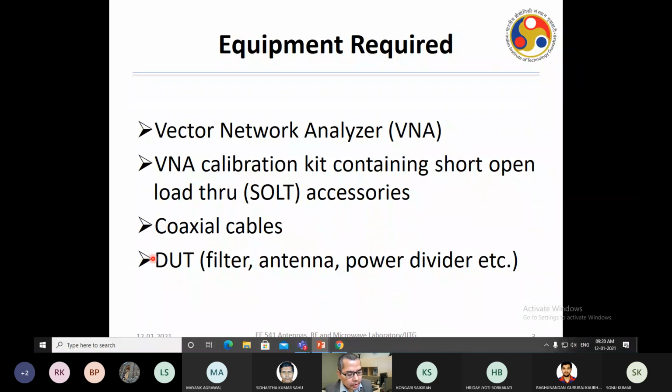DUT is called a device under test. The device we are testing, we usually put the short form DUT. So here the devices we are testing are filter, antenna, and power divider.